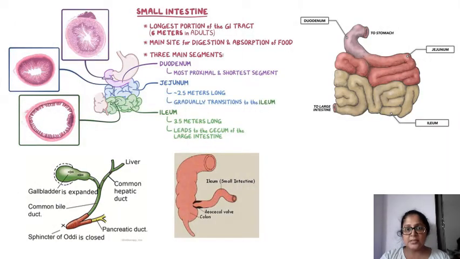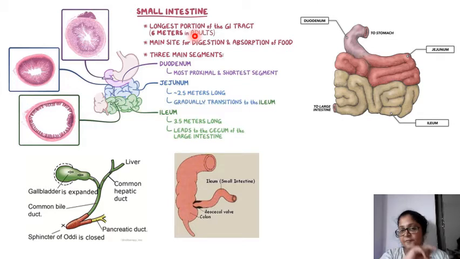As you can see in this picture, it is the longest portion of the GI tract. We can't tell how long it is because it is very coiled, and it is guarded by the large intestine. It is the longest portion of the GI tract, about 6 meters in an adult.